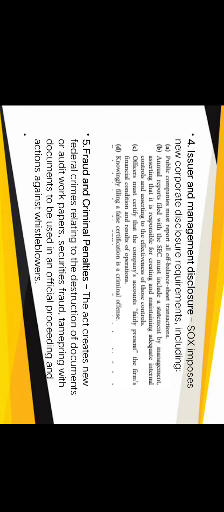Fourth is issuer and management disclosure. SOX imposes new corporate disclosure requirements including public companies must report all off-balance sheet transactions, annual report.